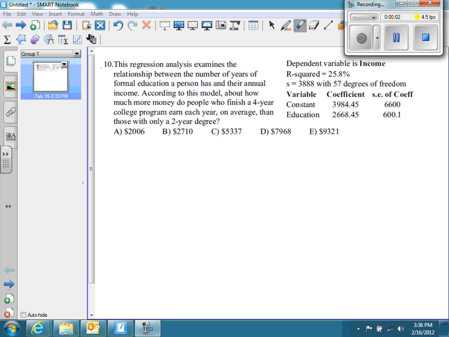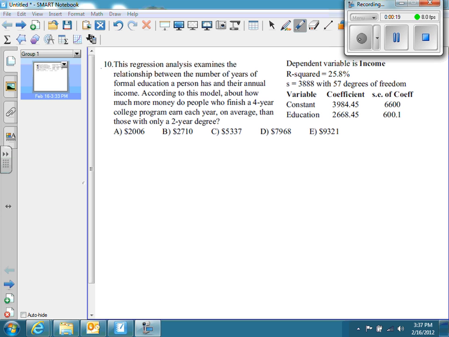Problem number 10 from the Chapter 8 review sheet for statistics. But before I begin, I just want you to recognize how super high-tech I am, being able to get this question onto my smartboard.